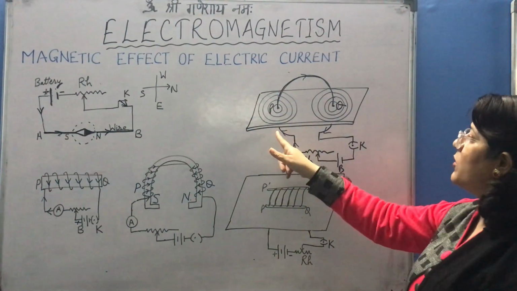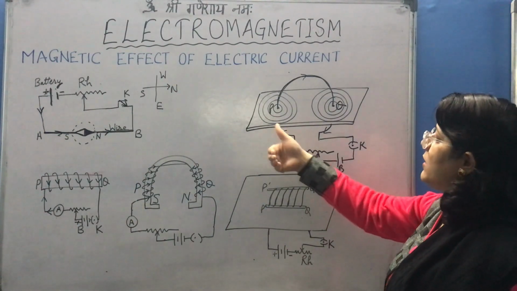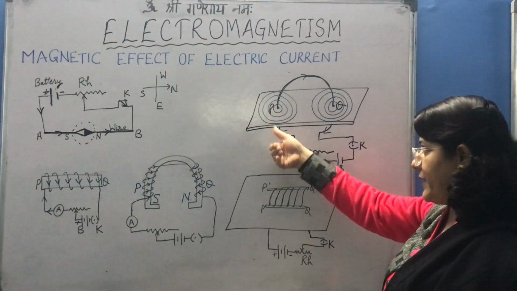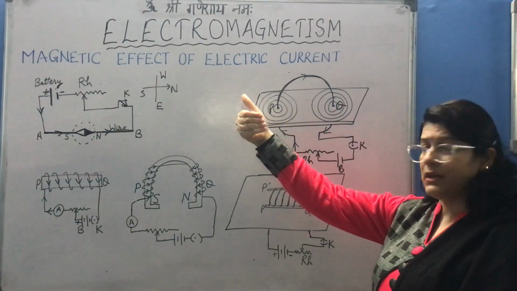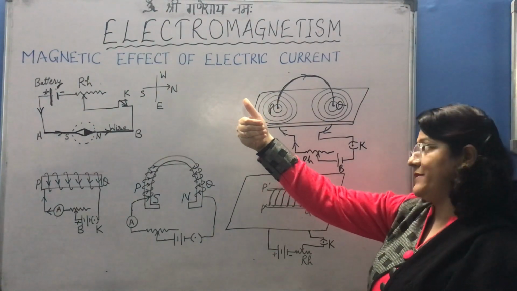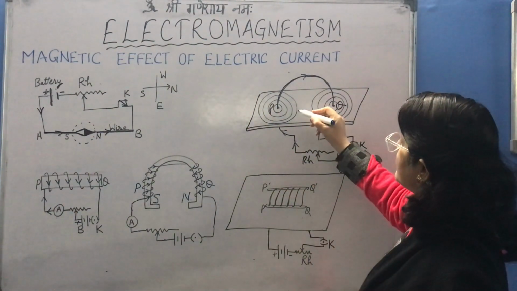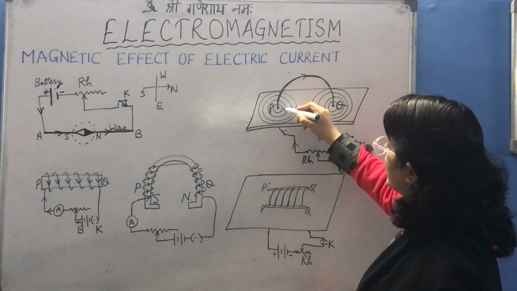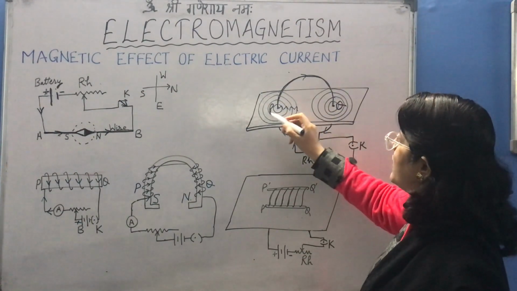Now at this end, look carefully. If we are holding our hand like this, thumb in the direction of current, then our fingers are encircling in the anti-clockwise direction. Anti-clockwise direction means like this. Anti-clockwise means opposite to the flow of the clock.